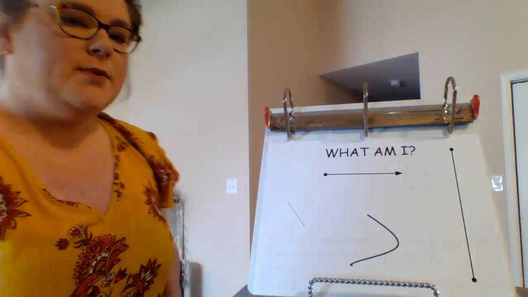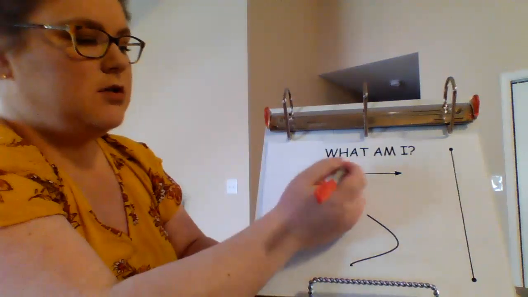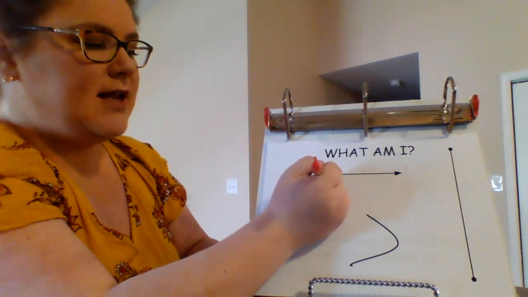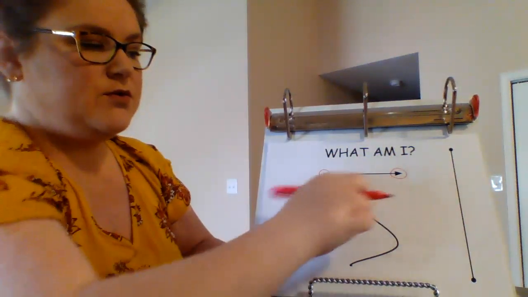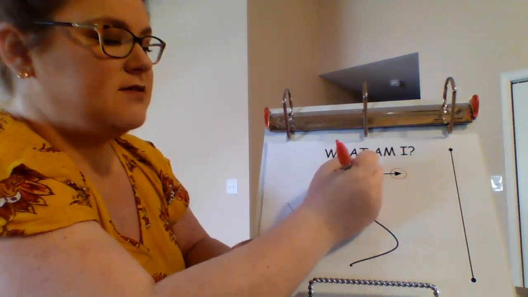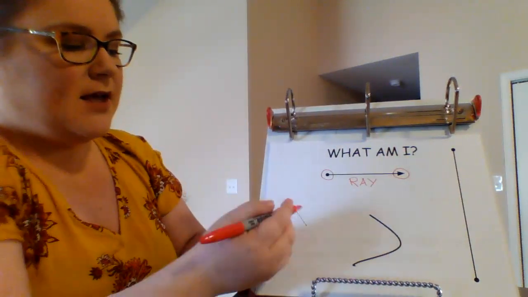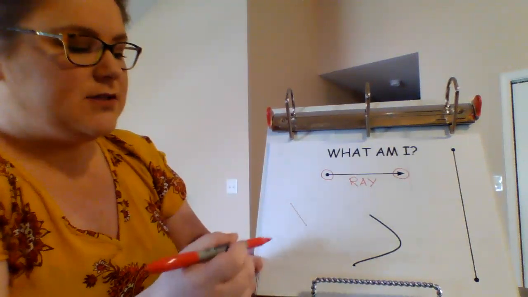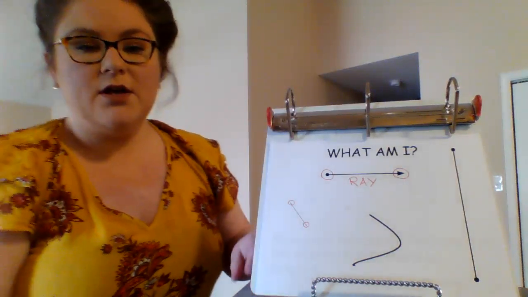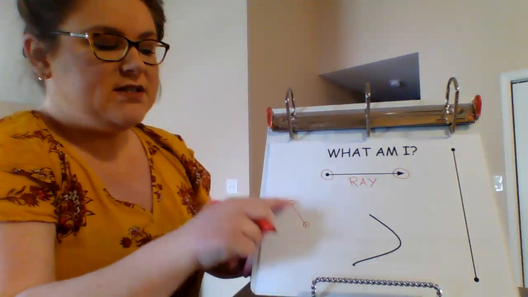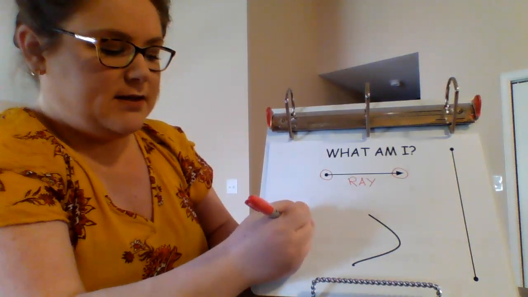So let's stop here and see if we can figure out what these examples are. This one right here is straight. It has an endpoint and an arrow. So since it has those two different things, we know that this is an example of a ray. Now, this example over here, it's tiny, it's hard to see, but it has two arrows at the end letting us know that it goes on and on forever. So since it goes on and does not stop, we know that this is a line.